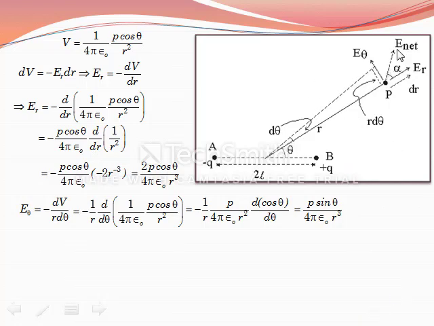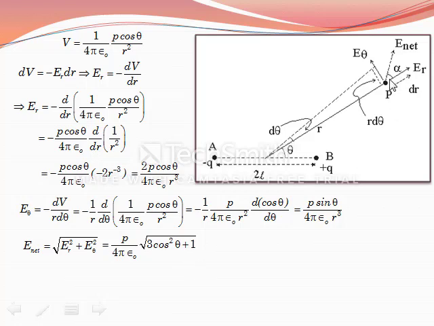The resultant net field will be in this direction, making a certain angle alpha. Now E net can be found by the vector sum of these two. E net is under root ER square plus E theta square. Substitute the values, simplify the expression. This is what you will get. A simple calculation: you have ER, E theta, substitute the values.